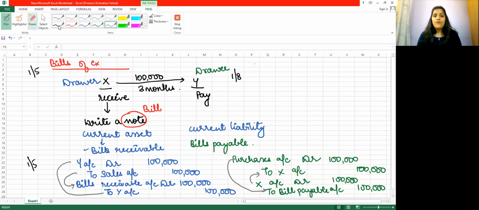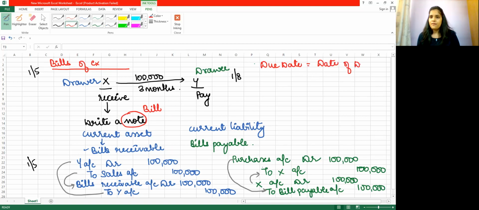Now, on what date this entry will be passed? So that date is called as due date. Okay. So my due date will be calculated as date of drawing plus the period or the tenure of the bill plus 3 days of grace.